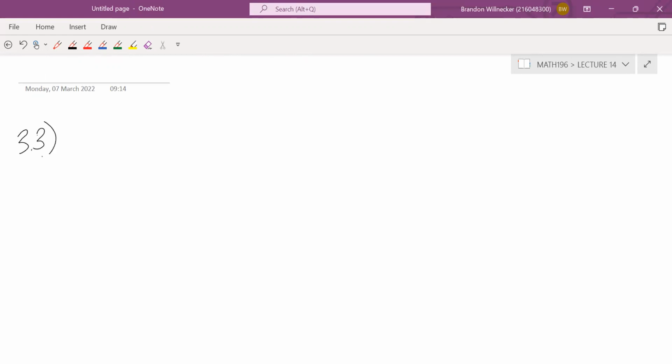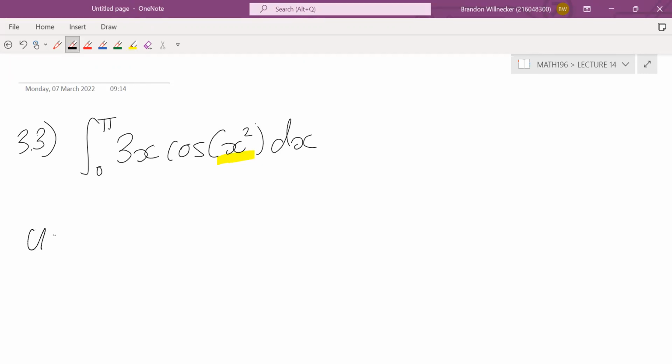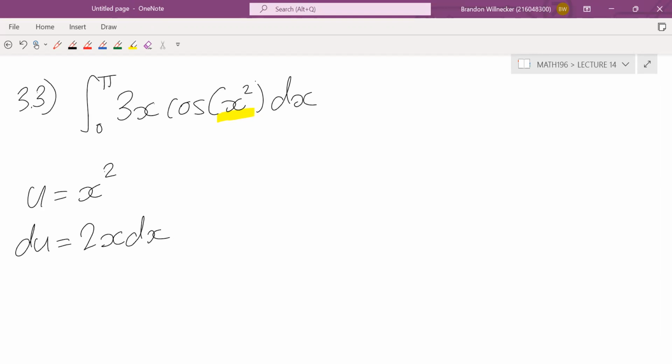So 3.3, we have the integral from 0 to pi of 3x cos of x squared dx. Okay, so this is going to be a u substitution because we have cos of x squared. So u is x squared, du is going to be 2x dx. But if we look at the question here, we've got 3x dx. Over here, we've got 2x dx. That's not going to work.